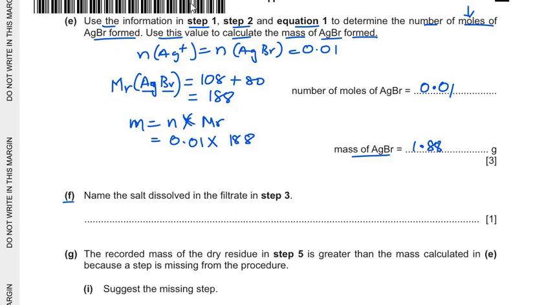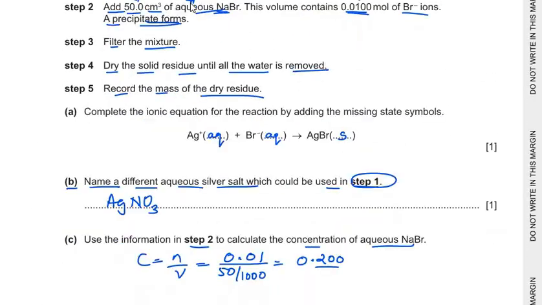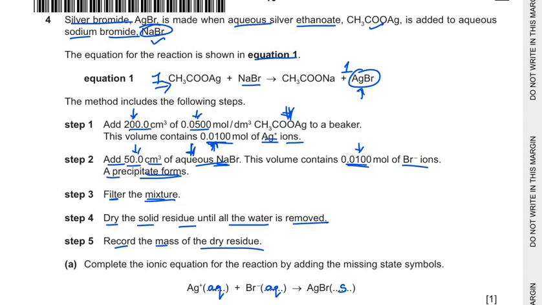Going ahead with the F, it says name the salt dissolved in the filtrate in step 3. Now let's see what is step 3. Step 3 says filter the mixture. Now the salt which is dissolved in the filtrate. So now we know that this silver bromide is a precipitate and it is solid. So whatever is in the solution in the aqueous form in the filtrate is sodium ethanoate. The other product which is formed, sodium ethanoate.